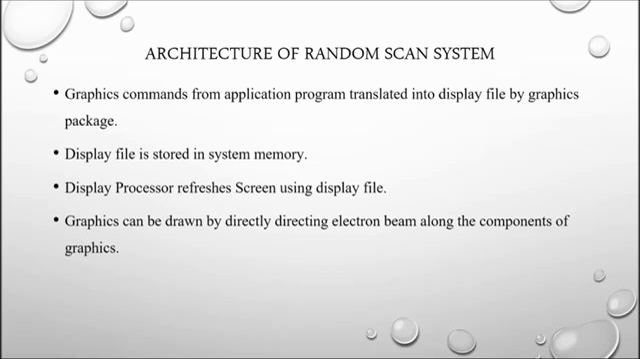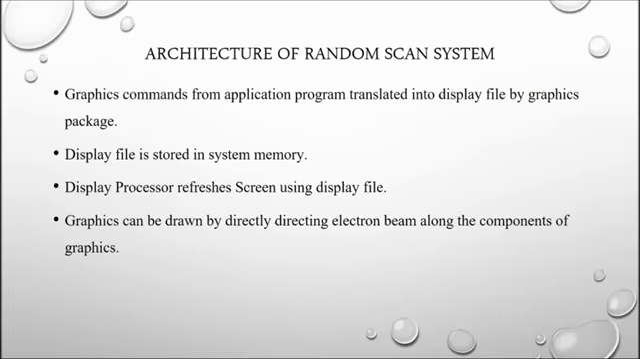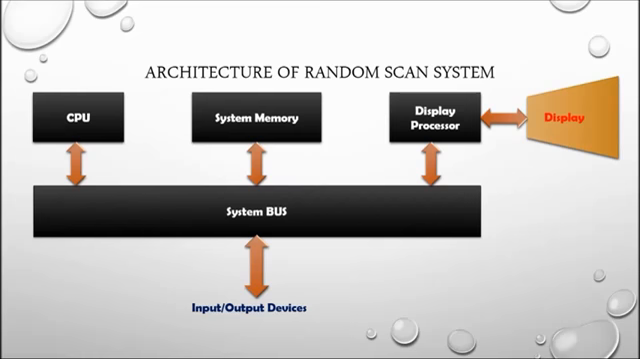It is not scanning from the upper left corner, which means it is not scanning the whole screen. It is drawing the object directly from one point to another point. Suppose a line, it will draw from one endpoint to the second endpoint. So that is the difference between random and raster scan. This is the raster scan system we have discussed, and this is the random scan system we have discussed.